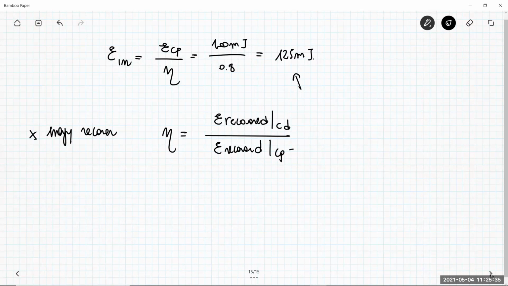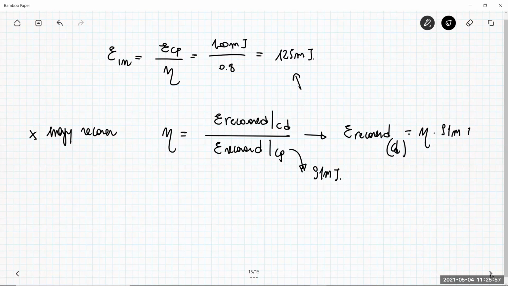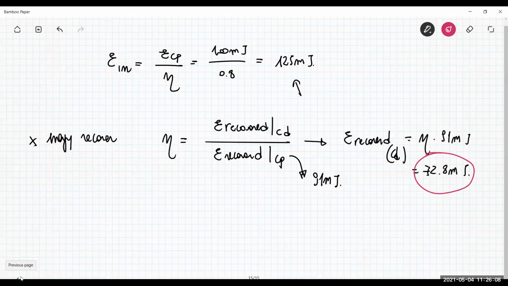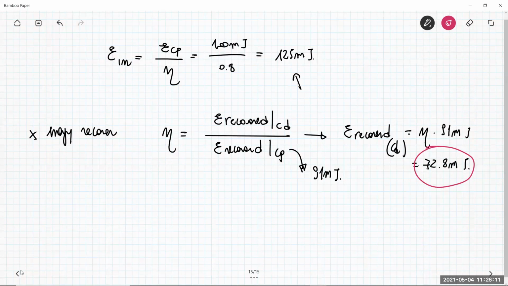Okay, this is something that we already have as a computation, is 91 millijoule. Okay, now the input and the output are reversed. So from here we can say that the energy recovered, as we can see from the input, so at the CD side, is eta multiplied by 91 millijoule, and this is 72.8 millijoule. So the energy which is stored in the capacitor Cp that can be recovered is 91 millijoule, and this corresponds, due to the efficiency of the system, to 72.8 millijoule at the input side.